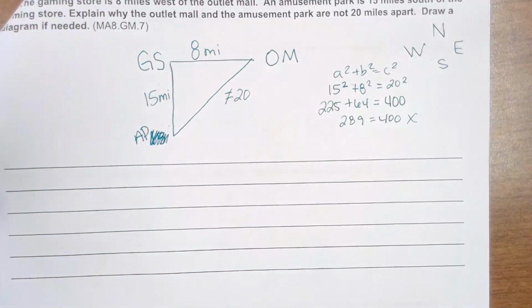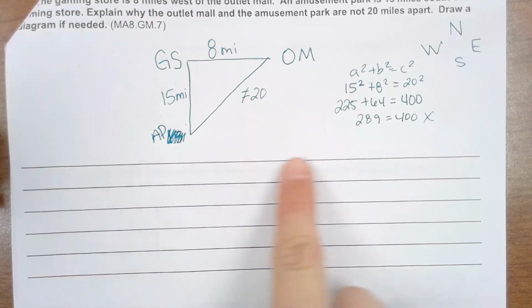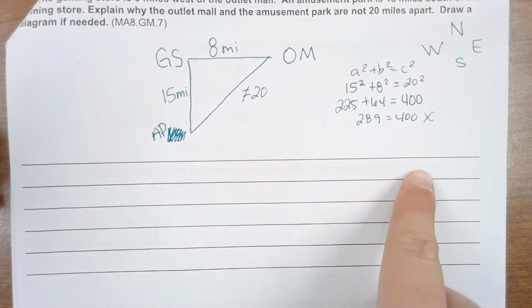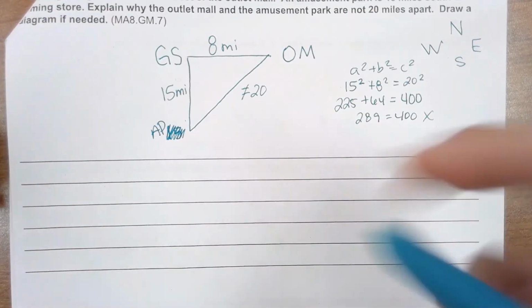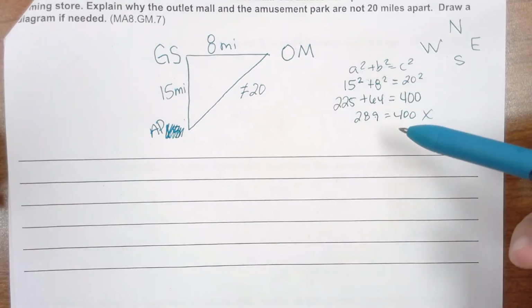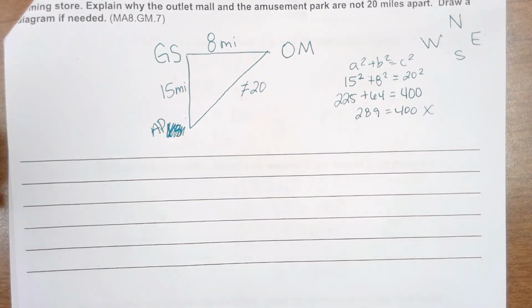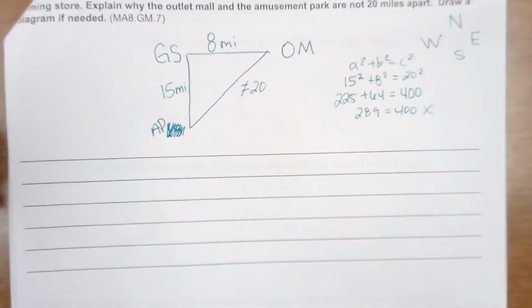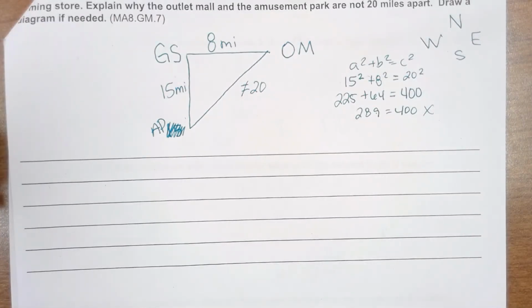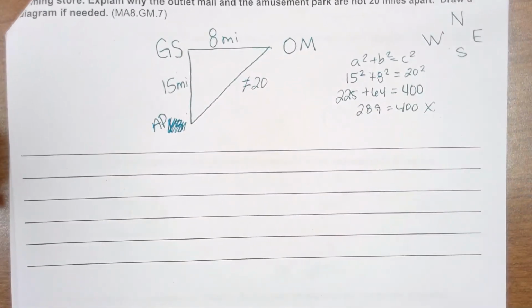It does not. So this is one thing that you guys can write about, saying that whenever you plug your legs 15 and 8 into the Pythagorean theorem and you simplified your equation, you got 289. And if you were to plug in 20 for c, you got 400. So since 289 does not equal 400, that means that you're not going to have a right triangle. So this is one way to do it, and then obviously just make sure you explain what I just said.